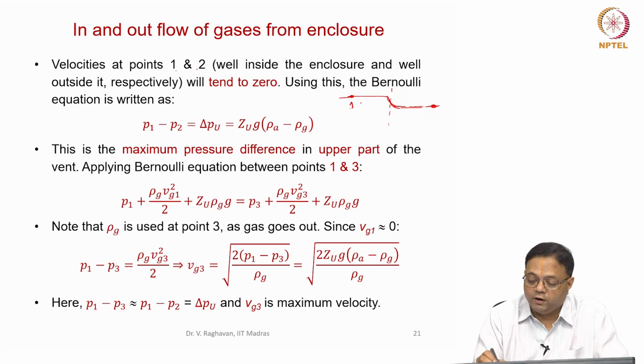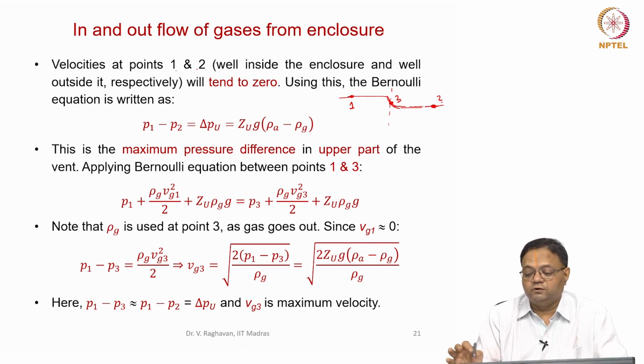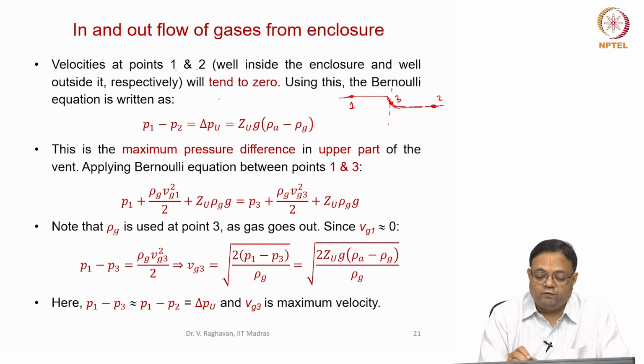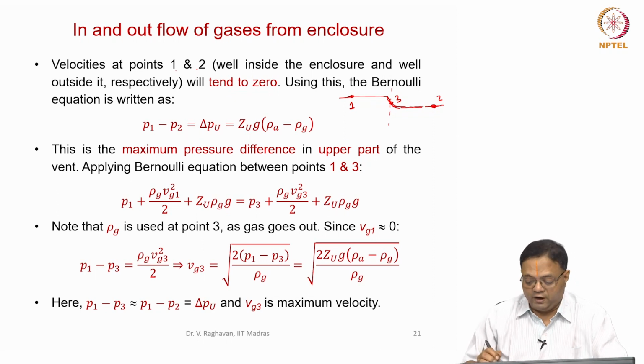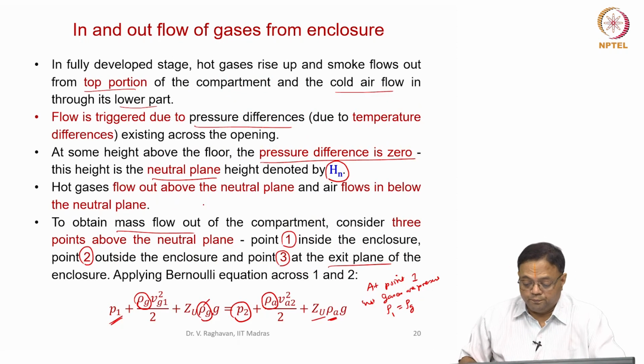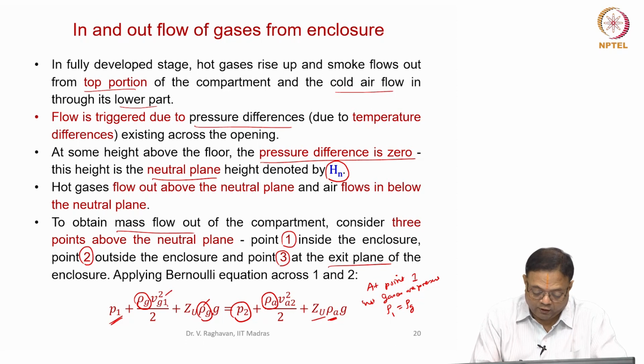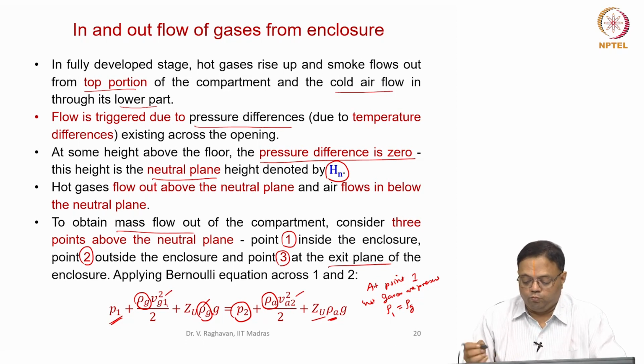So here is point 1, this is point 3 and this is point 2. At point 1 and point 2, the pressure gradient is almost asymptotic, so the velocity will tend to 0. So we can say that both Vg1 at point 1 and Va at point 2 are 0. So the second term drops.